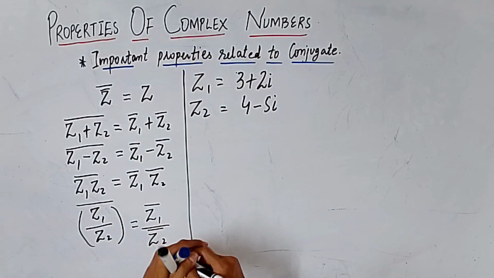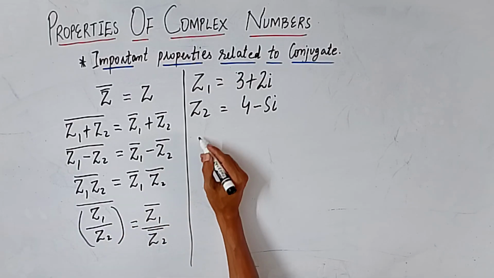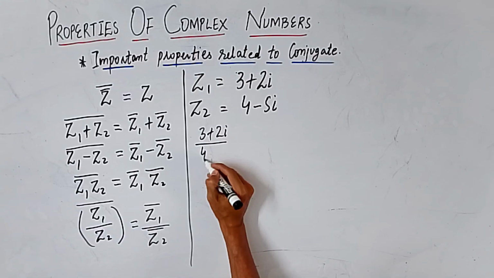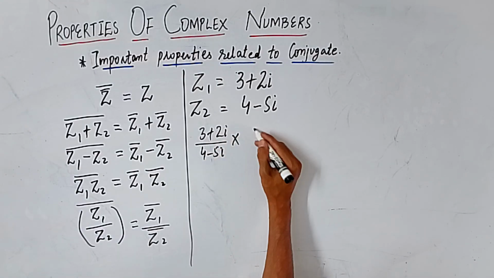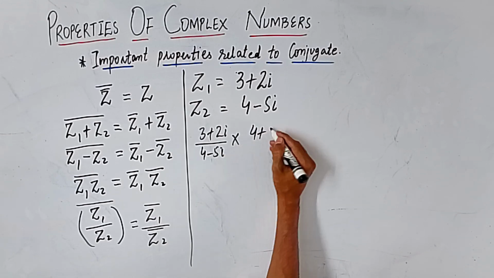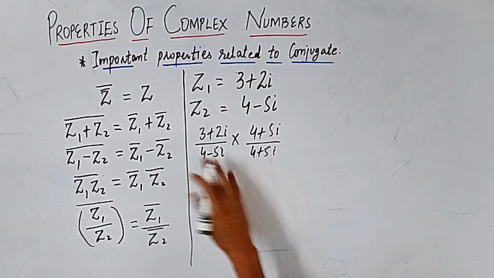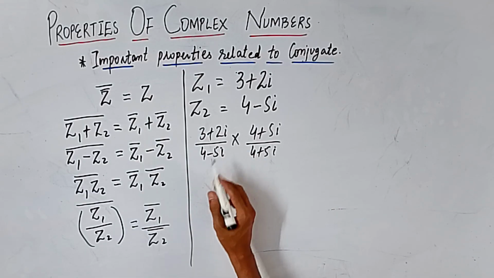Now first of all, the left hand side says first divide and then find the conjugate. So first divide means 3 plus 2 iota divided by 4 minus 5 iota. For division, you need to multiply this whole fraction by the conjugate of this denominator. So it will be 4 plus 5 iota and 4 plus 5 iota. For better understanding, you can watch our video on basic operations on complex numbers.